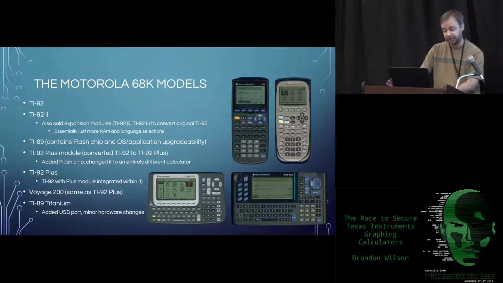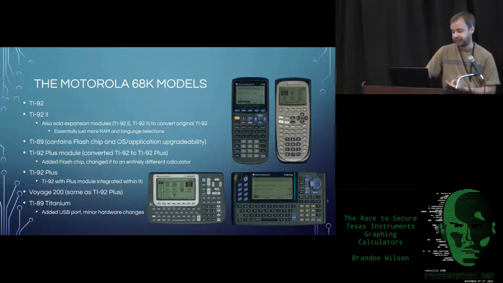One thing that's unique about this model is that it actually has an expansion port on the back of it, which would let you add features or even turn it into an entirely different model. So these modules are really rare. There's the TI-92 module, TI-92-2 module, then there's the TI-92E module, E for Europe, and that just adds more RAM and language options to it.